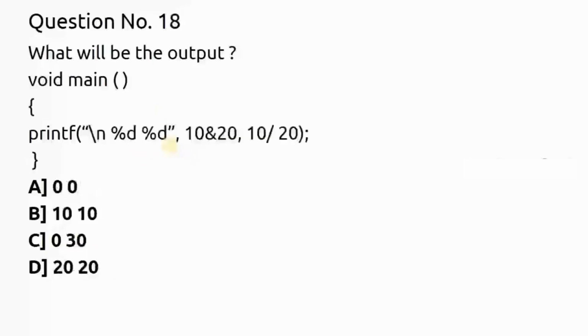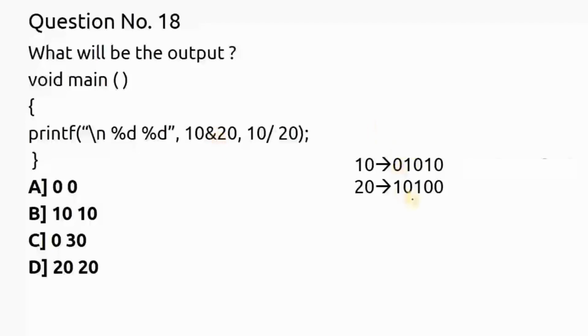Now coming to the next one, what will be the output? So here you can see, of course, simple one. So %ld here, 10 and 20, this is a bitwise AND operator, but here's division, it's not bitwise OR, it's a slash. Remember this point. You need to check whether it's a slash or it's an OR operator. So here, AND operator. So bitwise AND, 10 will be taken in binary, 20 also will be taken in binary.